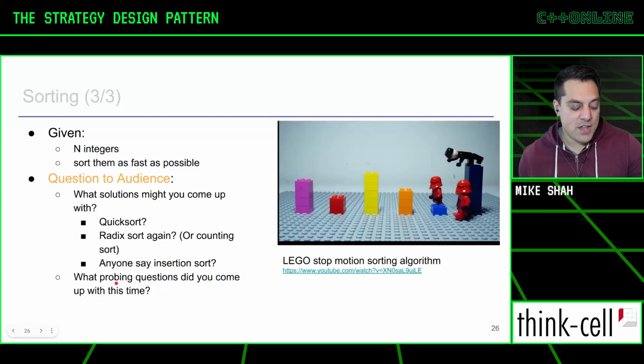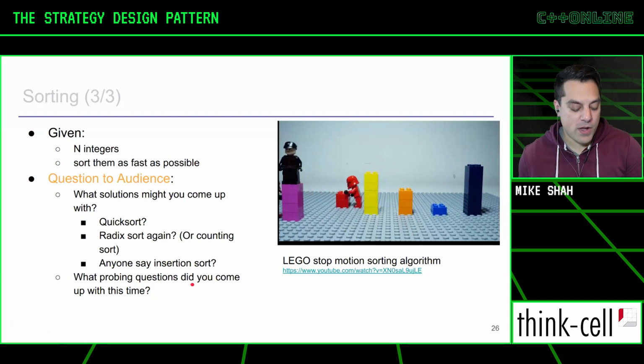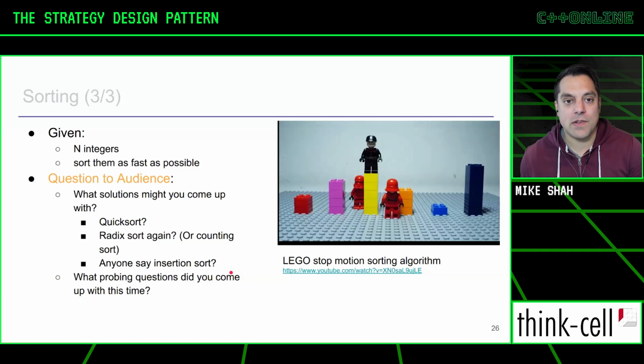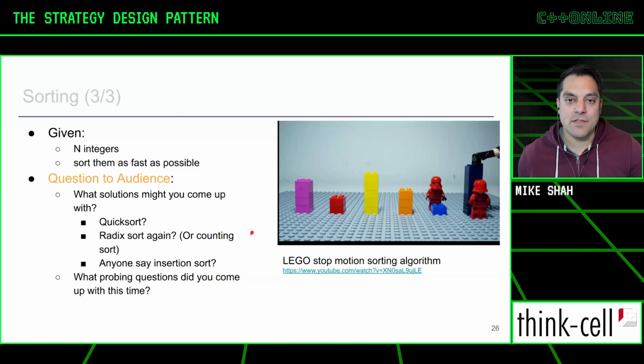Okay. And you might also come up with, again for our interview strategy, some different probing questions, thinking about maybe what kind of data are we sorting? Do we want it to be ascending or descending? How large is this collection of things that we're trying to sort? Those could all be things that you're thinking about.